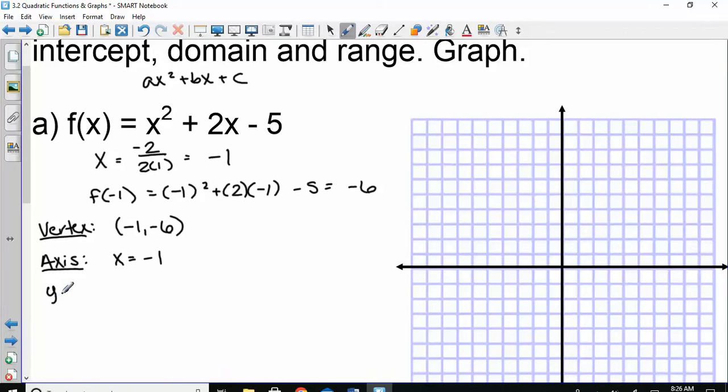Then I want the y-intercept. That's where you hit the y-axis, so x has to be 0. So if we plug in a 0 for all of our x's, we get -5.